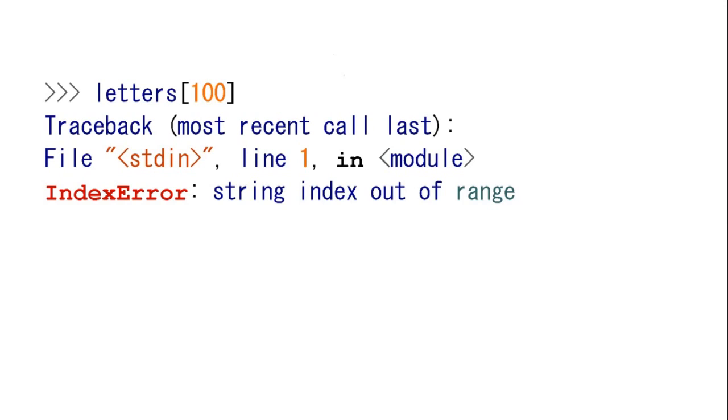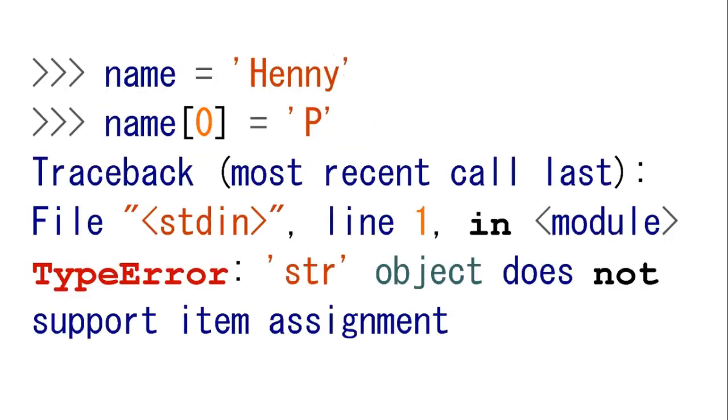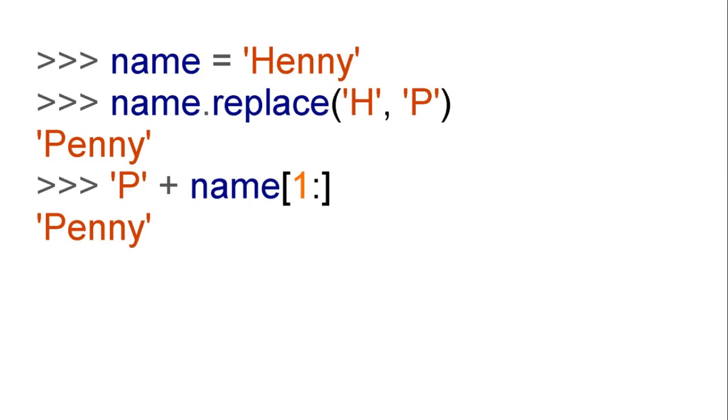Indexing works the same with the other sequences, which we covered in a previous lecture. Because strings are immutable, you cannot insert a character directly into one or change the character at a specific index. Let's try to change Henny to Penny and see what happens. Instead, you need to use some combination of string functions such as replace or a slice, which you will see in a moment.